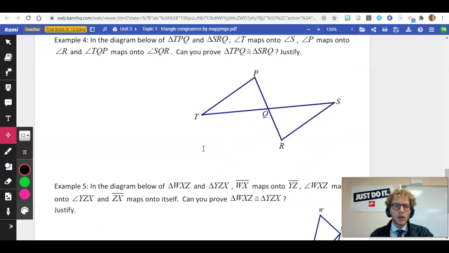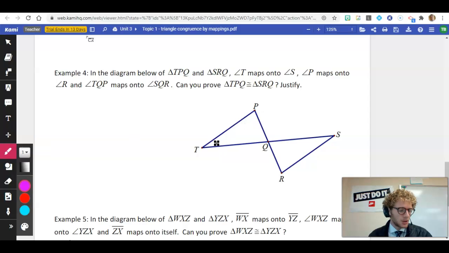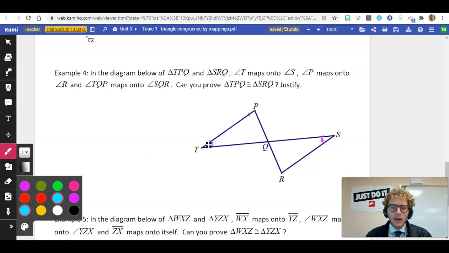Alrighty, one more. Example 4. In the diagram below, we have triangle TPQ and triangle SRQ. Angle T maps onto angle S, and then angle P maps onto angle R, and TQP maps onto SQR.